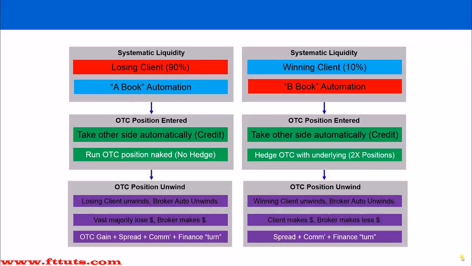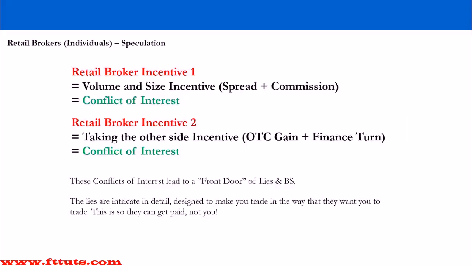So it's pretty damn obvious that there's a massive conflict of interest here between what retail traders are trying to achieve and what retail brokers want their business to be every day. And the conflicts of interest, as we've discovered, we've broken them down into volume and size incentive that drives the first conflict of interest. But the second conflict of interest, the second driver, is the incentive to take the other side and earn money on financing charges.